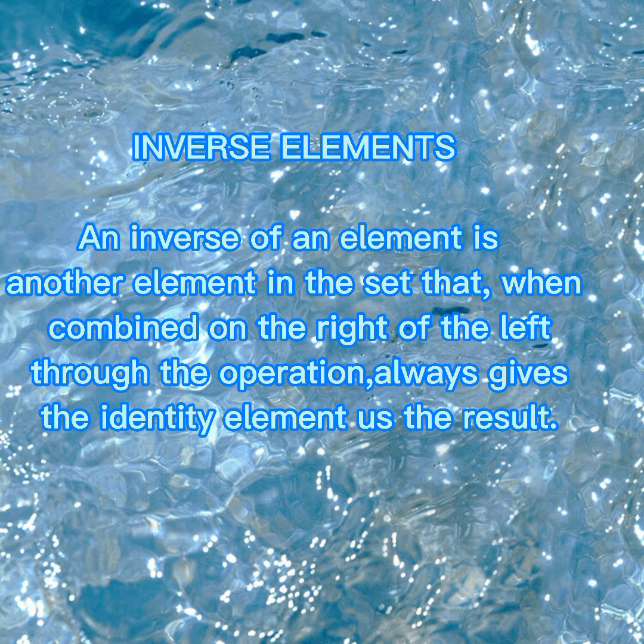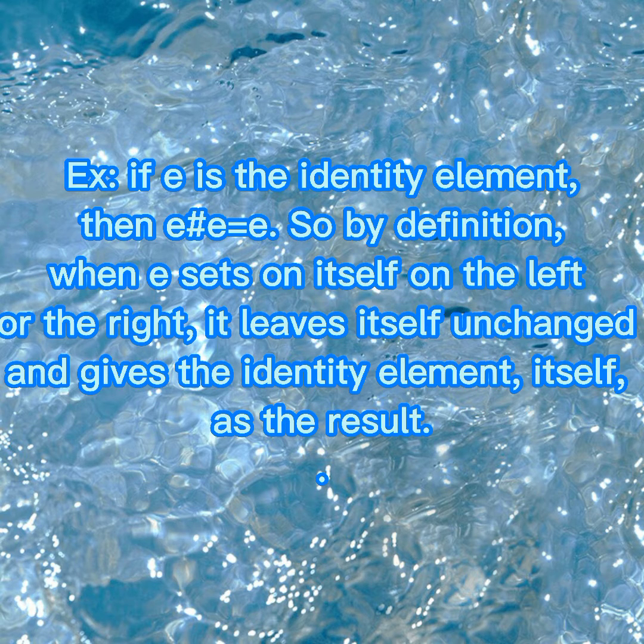And next is inverse elements. An inverse of an element is another element in the set that, when combined on the right or the left through the operation, always gives the identity element as the result. For example, if E is the identity element, then E times E equals E. So by definition, when E acts on itself on the left or the right, it leaves itself unchanged and gives the identity element itself as the result.